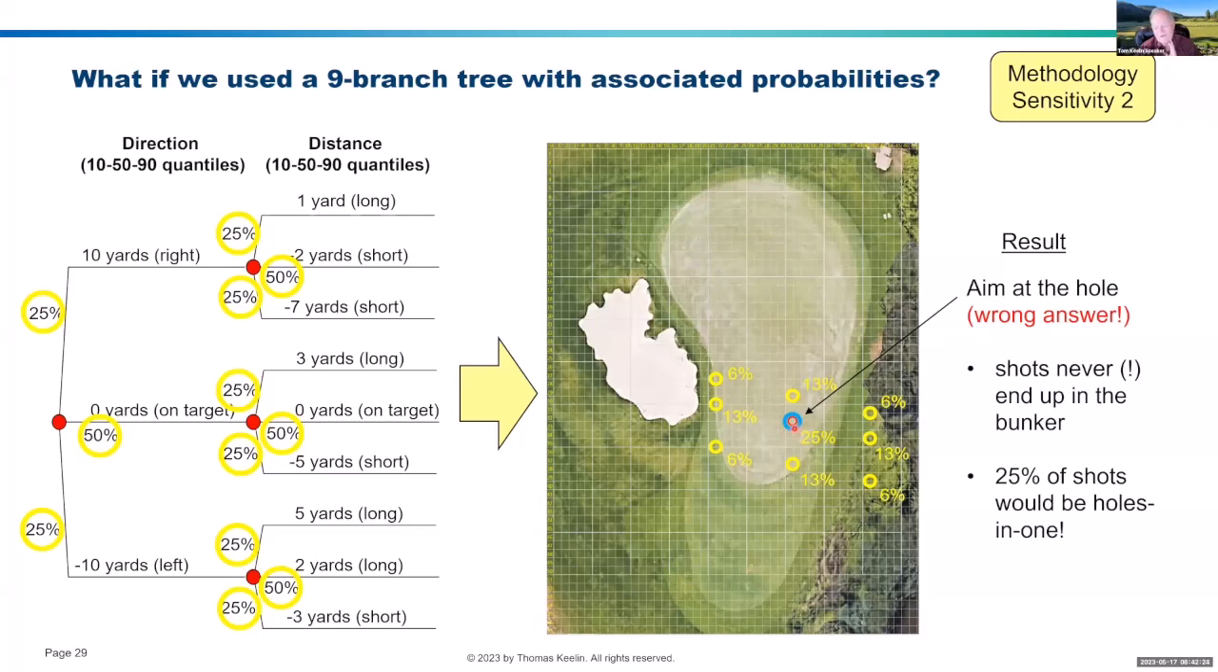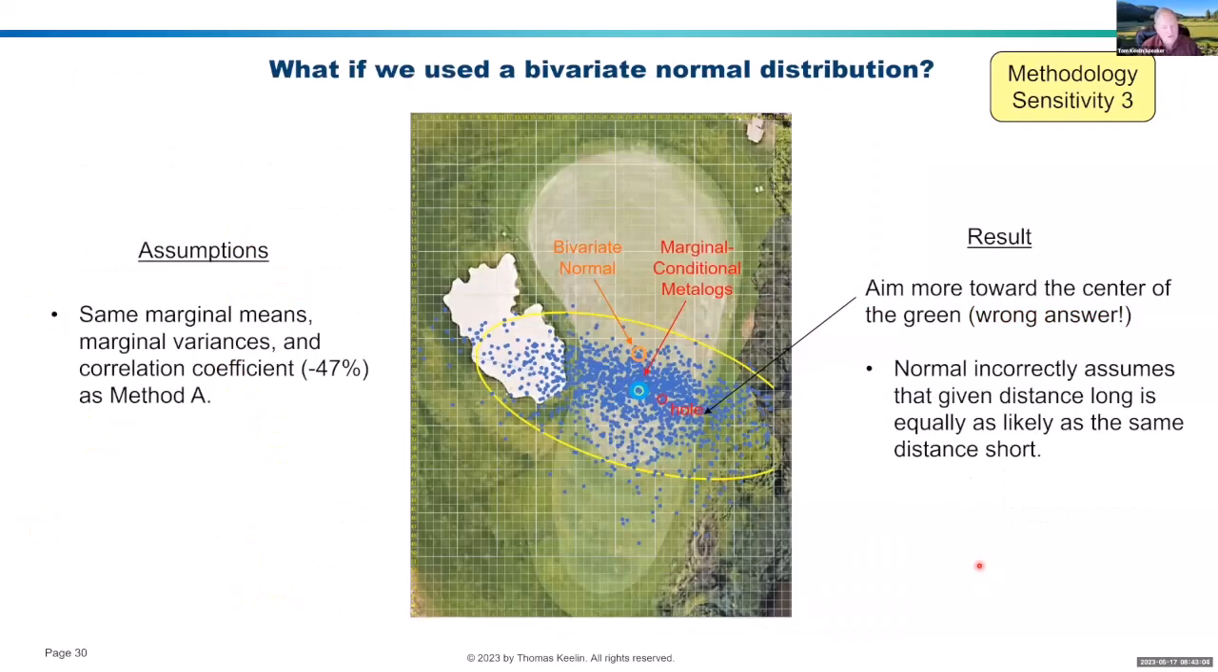And that aim point, as we know, is 2 strokes worse than aiming at the best location for an 18-hole round. Why does it get you the wrong answer? Well, first of all, none of these points are in the bunker, so you have 0 probability of going into the bunker. But also 25% of them, 50% times 50%, are both on target, distance-wise and directional-wise, which means you've got a 25% chance of getting a hole-in-one. Well, that, of course, is ridiculous. The chance of a hole-in-one, even for a skilled golfer, is less than 1 in 1,000, maybe even 1 in 10,000. So that method would not be a good method to use for this application.